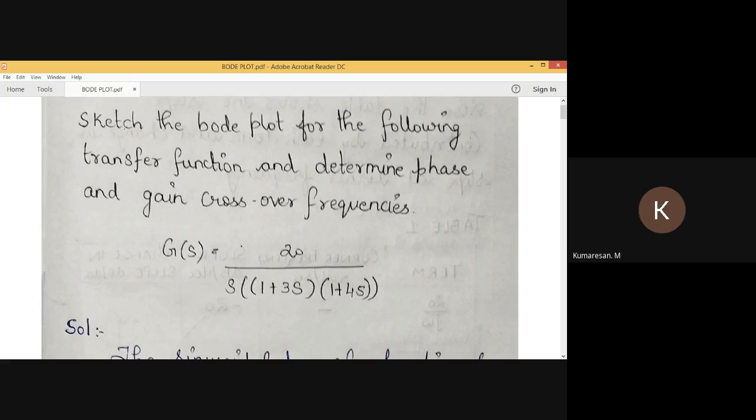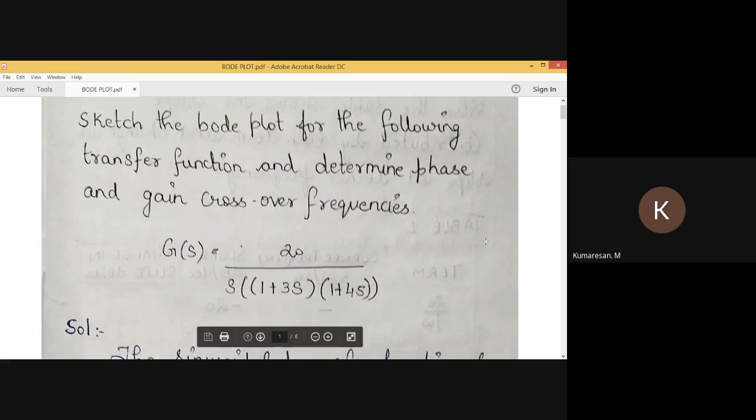So G of S is nothing but 20 divided by S into 1 plus 3S into 1 plus 4S. G of S alone is called the open loop system. You want to find out the closed loop, right? G of S divided by 1 plus G of S into H of S. But to draw the Bode plot, only the open loop function is required, meaning G of S only. G of S equals 20 divided by S into 1 plus 3S into 1 plus 4S.